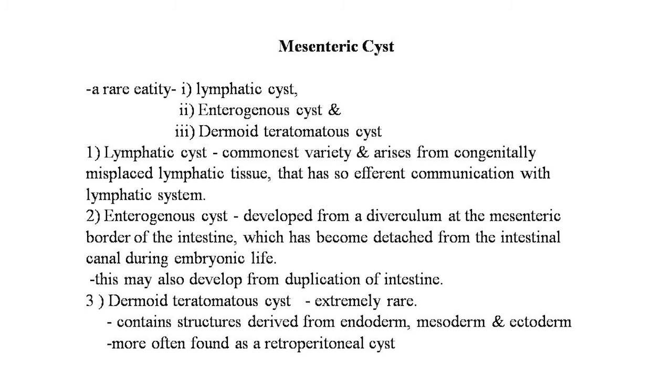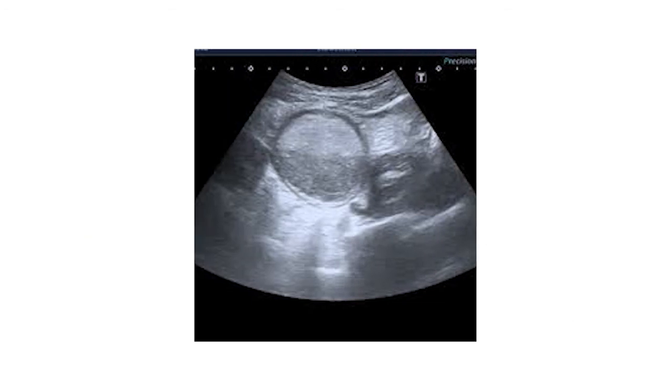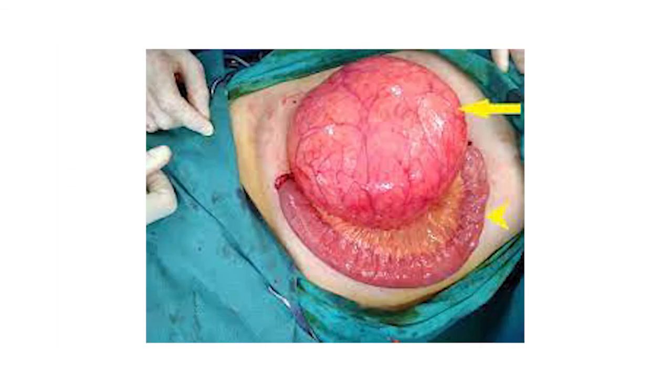Now, the third type of mesenteric cyst is the dermoid cyst. This is extremely rare. It contains structures derived from the endoderm, mesoderm and ectoderm, and is more often found as a retroperitoneal cyst. Dear students, this is the image of a mesenteric cyst on ultrasonography, and this is open surgery where a huge mesenteric cyst you can see on your screen.